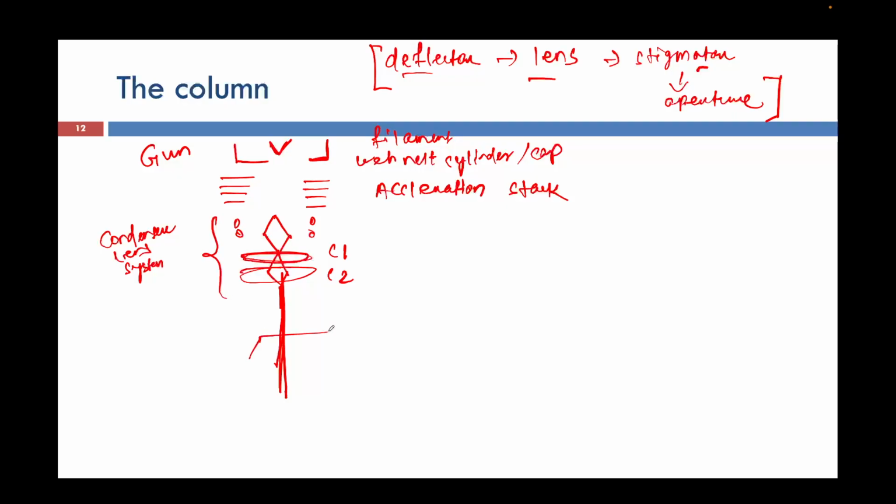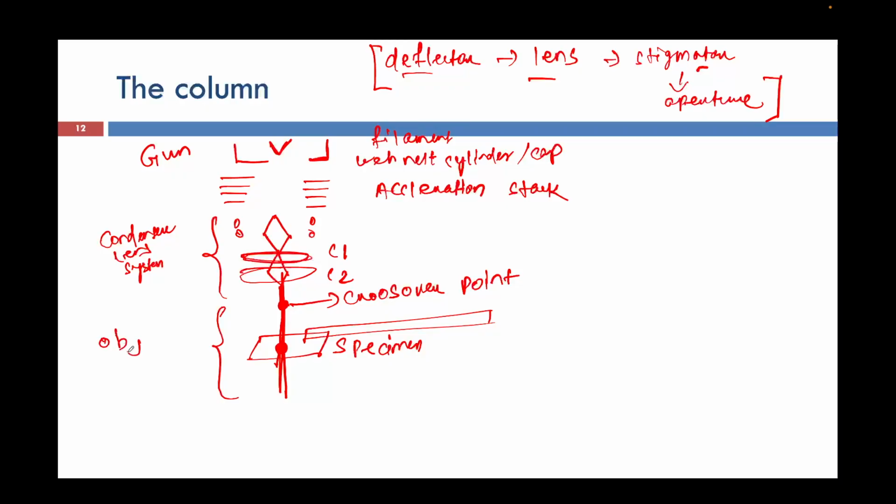Similarly, this is my sample, my specimen, and this is my specimen holder. At this point there will be a crossover point, that means the gun crossover which I was talking about. And this is the condenser lens system. This will be my objective lens system. When I talk about my objective lens system, I have these four components in that lens system. After the interaction with this, there will be a series.